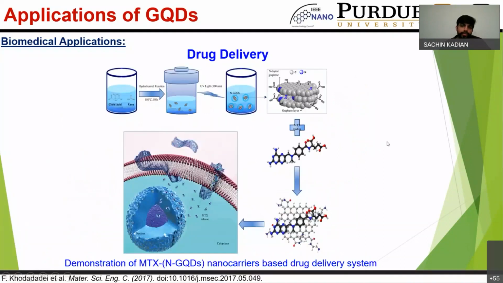So further, due to lots of functional sites on their surface and good biocompatibility, they have also been used for drug delivery applications. In this, Kodade et al. used nitrogen doped graphene quantum dots, loaded them with the MTX drug, and finally used it for cancer treatment. So they have used the MTX NGQD nanocarriers for drug delivery. Due to these fascinating properties the GQDs possess, they have been used in several applications.